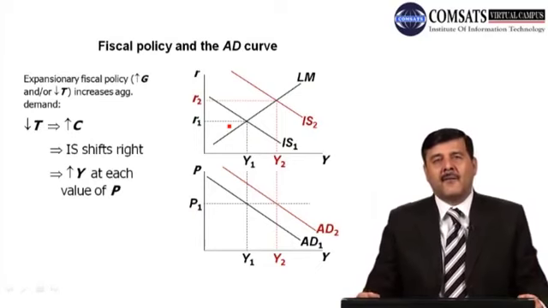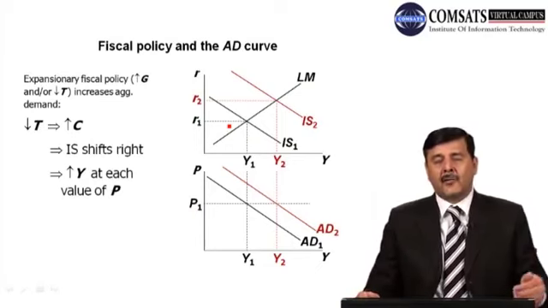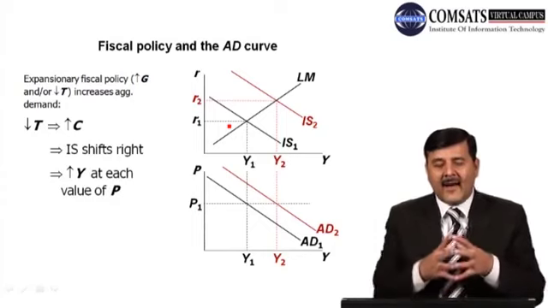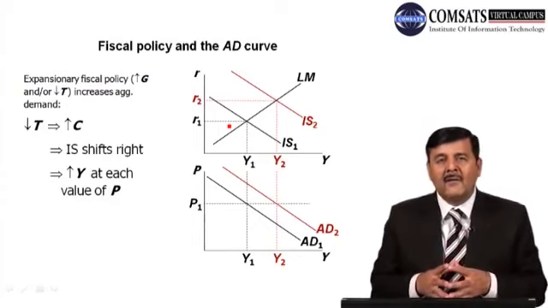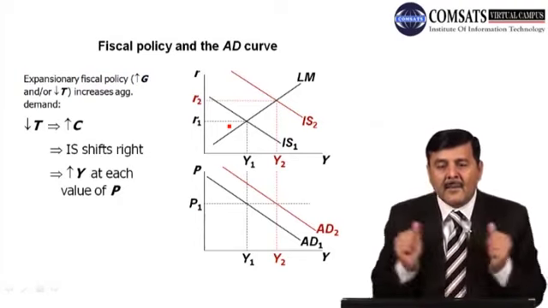So that was the effect of monetary policy on aggregate demand. Now in this slide, we'll try to explain how changes in fiscal policy variables affect aggregate demand.